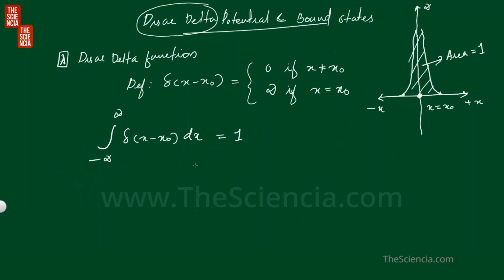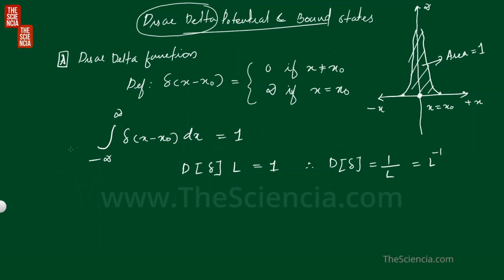From this equation, we can find the dimension of delta. That is, the dimension of delta times the dimension of dx, which is length, equals 1. Therefore, the dimension of delta is 1 by L, that is L inverse. So this is the dimension of the delta function.